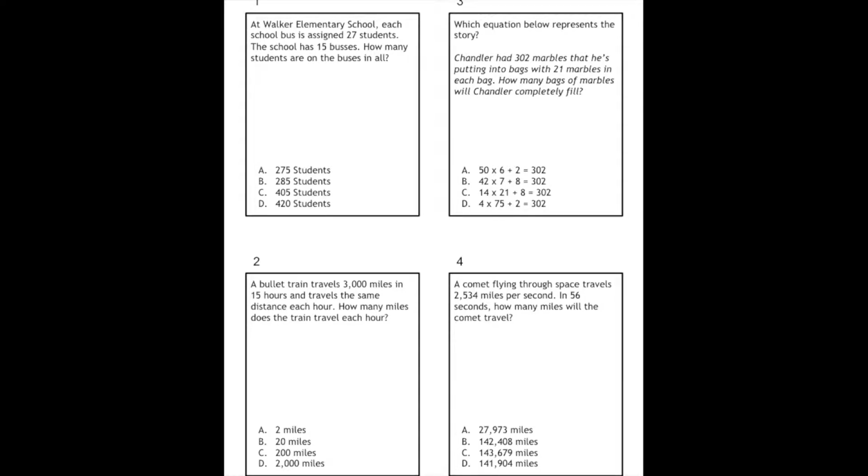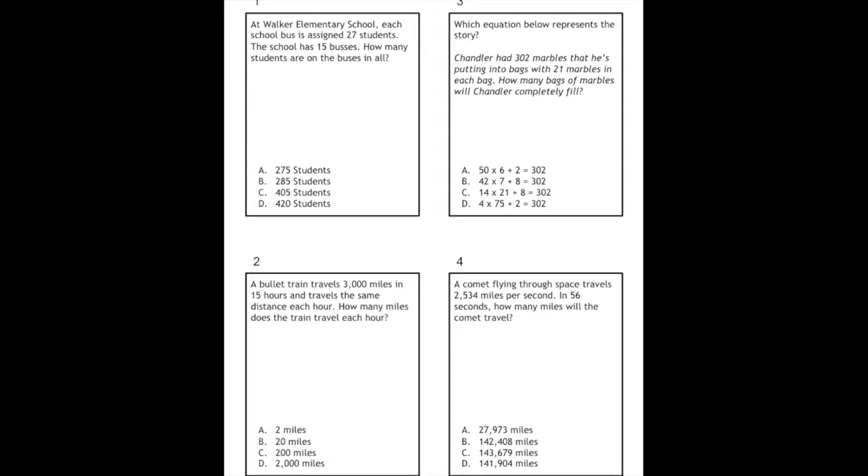Number 3. Which equation below represents the story? Chandler had 302 marbles that he's putting into bags with 21 marbles in each bag. How many bags of marbles will Chandler completely fill? A. 50 times 6 plus 2 equals 302. B. 42 times 7 plus 8 equals 302. C. 14 times 21 plus 8 equals 302. D. 4 times 75 plus 2 equals 302.